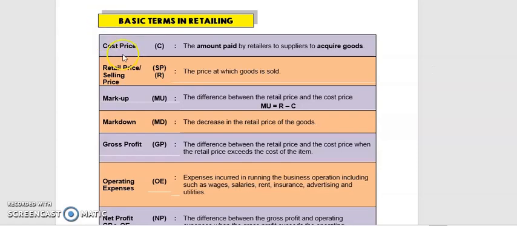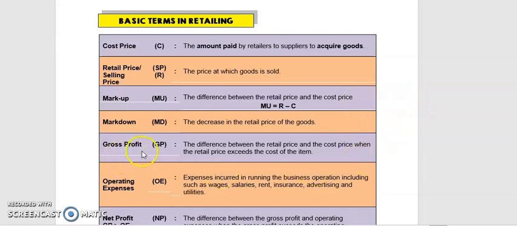Second one, retail price or selling price. We use SP or R. Selling price is the price at which goods are sold, so how much we sell the items. And then markup, MU, or sometimes we just simply put it as M. Markup is the difference between retail price and the cost price. Retail price just now is selling price. Markdown is the decrease in the retail price of the goods. Later on I will explain in detail markup and markdown.